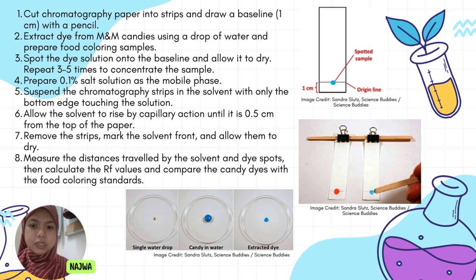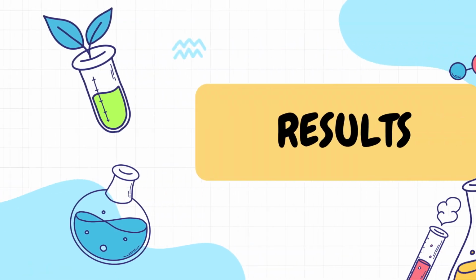Moreover, allow the solvent to rise by capillary action until it is 0.5 cm from the top of the paper. Then number 7, remove the strips, mark the solvent front and allow them to dry. Then the last one is to measure the distance traveled by the solvent and the dye spots. Then calculate the RF values and compare the candy dyes with the food coloring standard. So here are the pictures that can guide you if you want to do the experiment. Next, I will pass this presentation to Nuri.